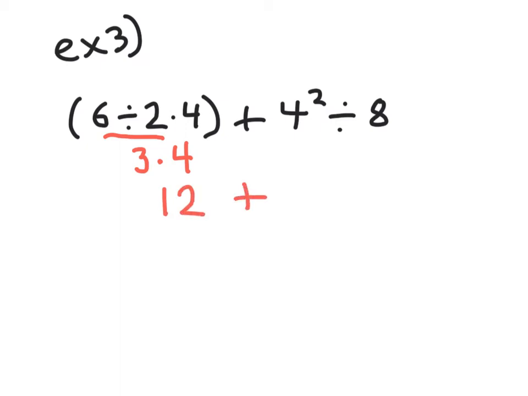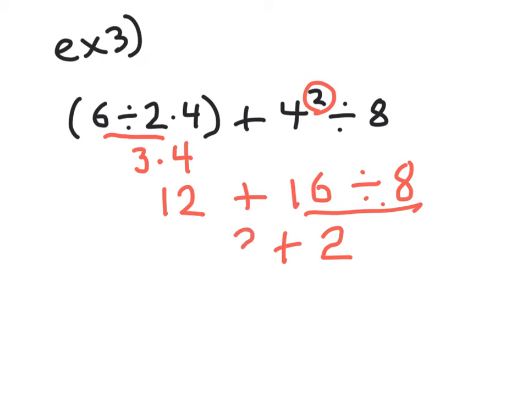Bring down the plus sign. Now we have an exponent, E for exponents. There is one, 4 squared, so that's 4 times 4, so that would be 16. Okay, and now we have divided by 8. So what would you do next? Add or divide? Well, if you said divide, you're correct. 16 divided by 8, that would be 2. And then finally, we're going to add the two numbers together, so the answer is 14.